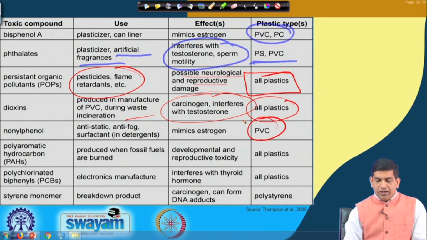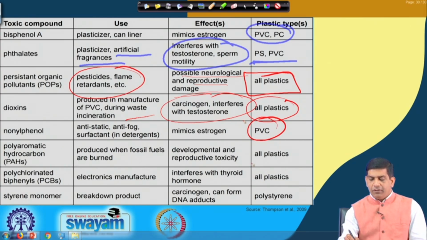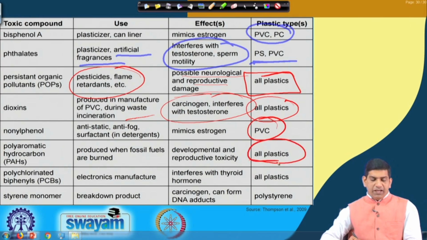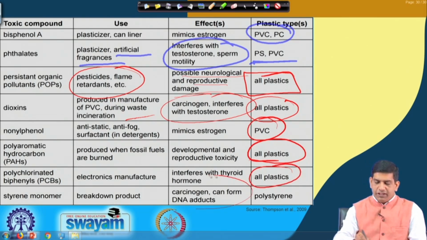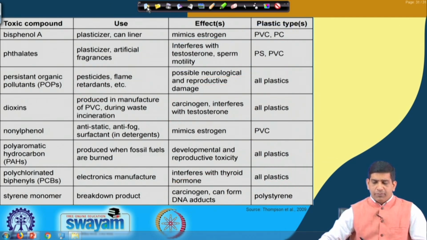Polycyclic aromatic hydrocarbon is formed whenever you burn fossil fuel. It causes developmental and neurological reproductive toxicity. It has been found again in all plastic. PCBs, which are polychlorinated biphenyls, come from electronics manufacturers and interfere with thyroid hormone. Again, they are in all plastic. Styrene monomer, which is a breakdown product, is a carcinogen that affects DNA and is used in polystyrene. So, these are different types of toxic compounds, where in different types of plastics they are used, and their impact on health.